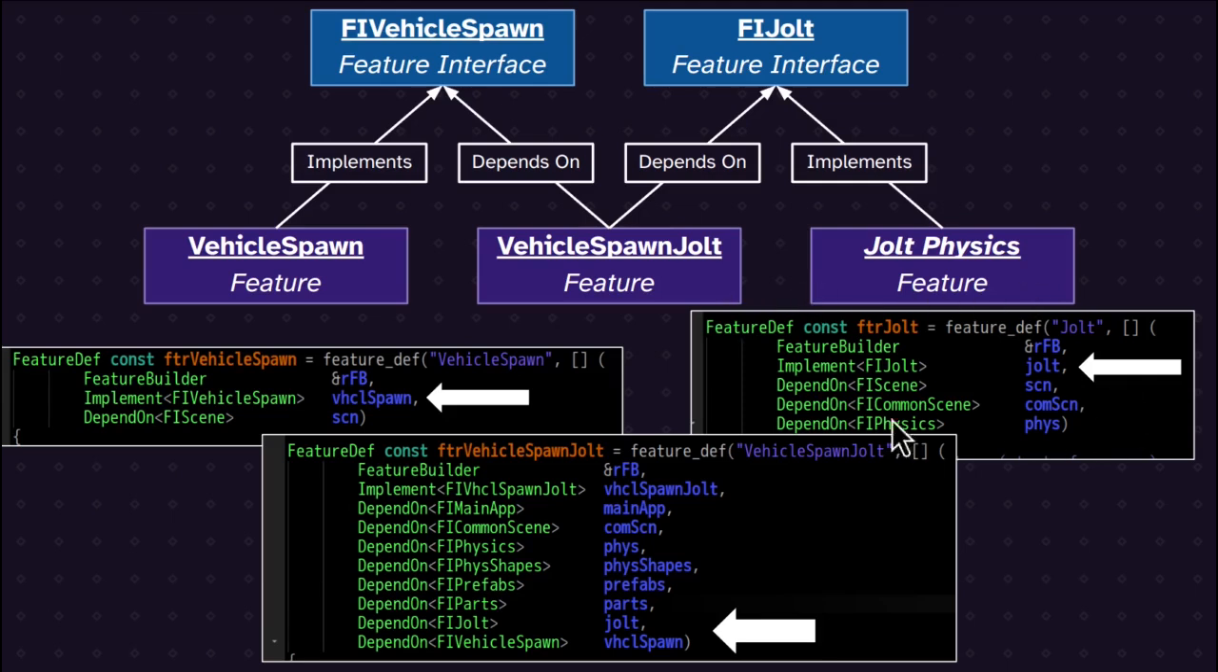And if I want, I can then add another feature that would depend on both vehicle spawning and Jolt. And I can name that vehicle spawn Jolt. And you can see it depends on Jolt and it depends on vehicle spawn. Right? It's implemented here and it's dependent on here. And same thing with Jolt.